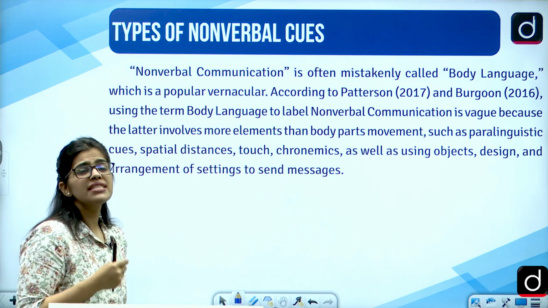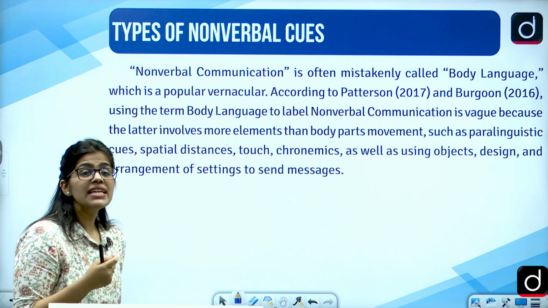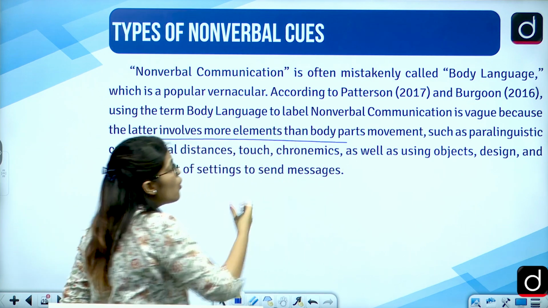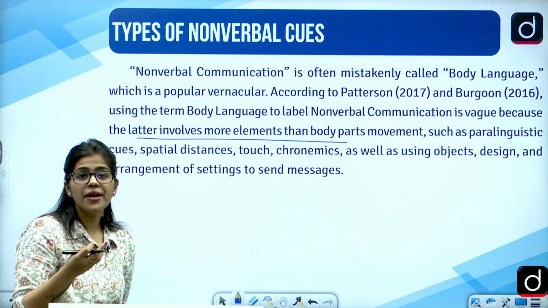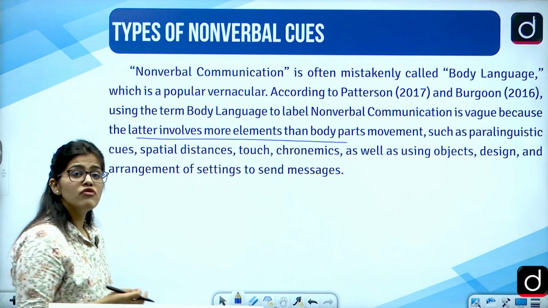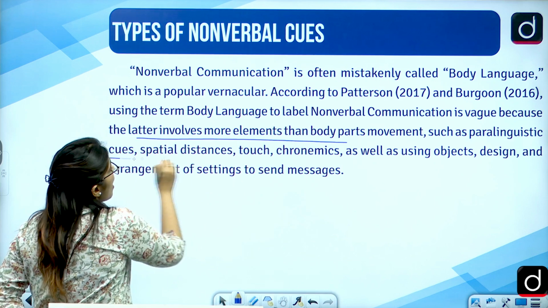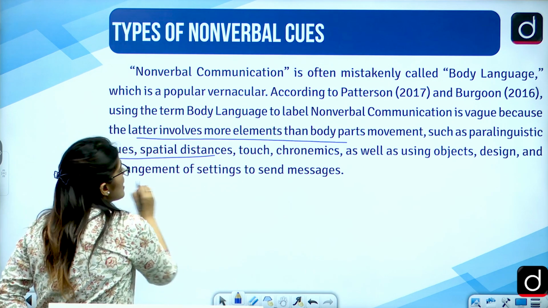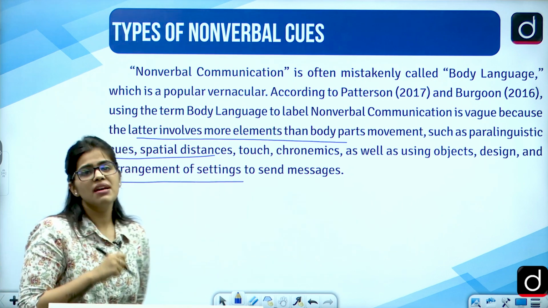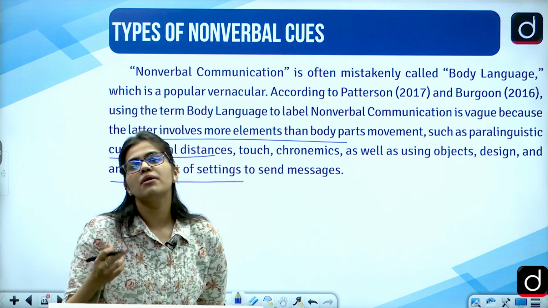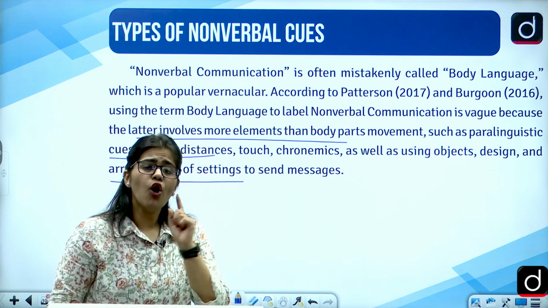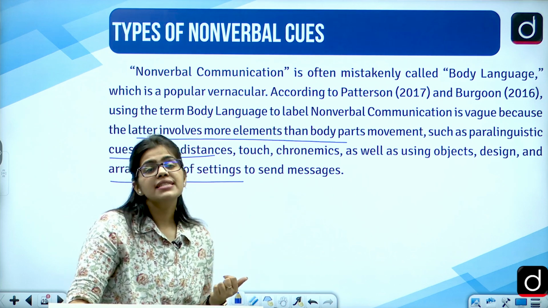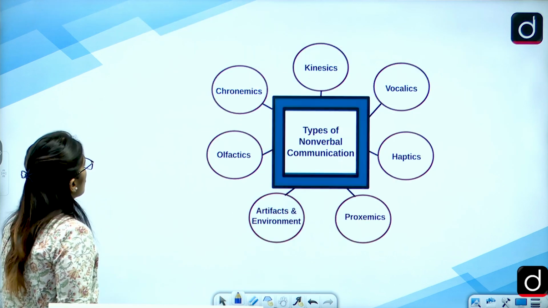Non-verbal communication is sometimes vague. Why? Because it is deeper to understand, because you know that it involves more elements than only talking. There are body parts, body movements, paralinguistics, there are spatial distances, touch, chronemics, objects, design, and arrangement of the settings even in the message that tells a lot about a given person. So often we have seen that non-verbal communication is way more complex than verbal communication.